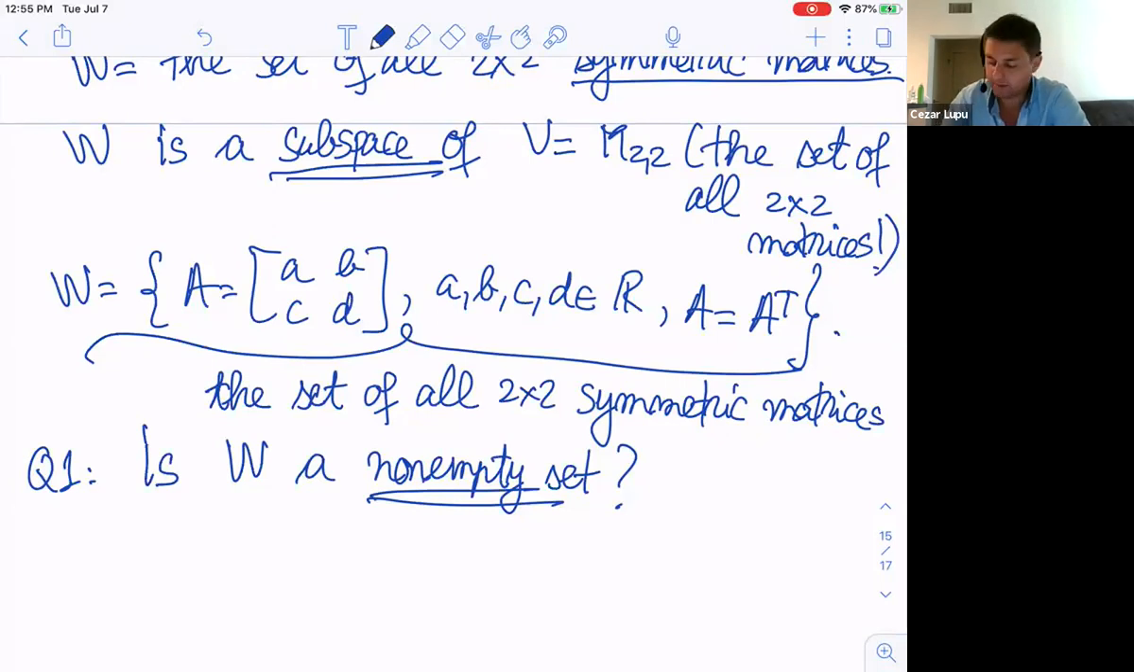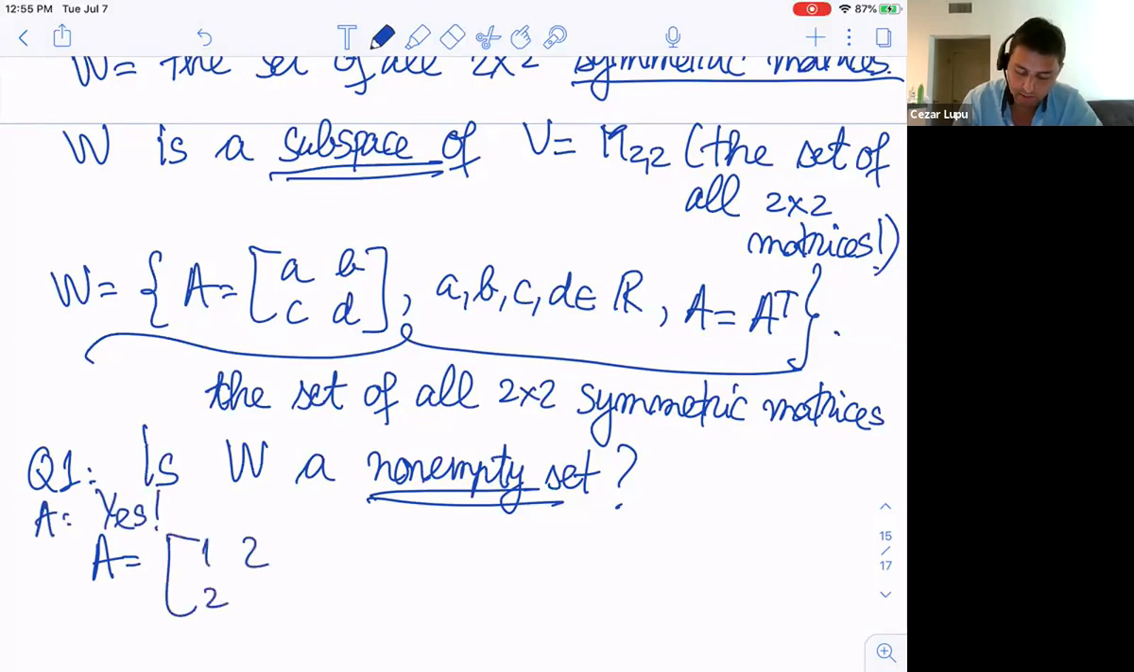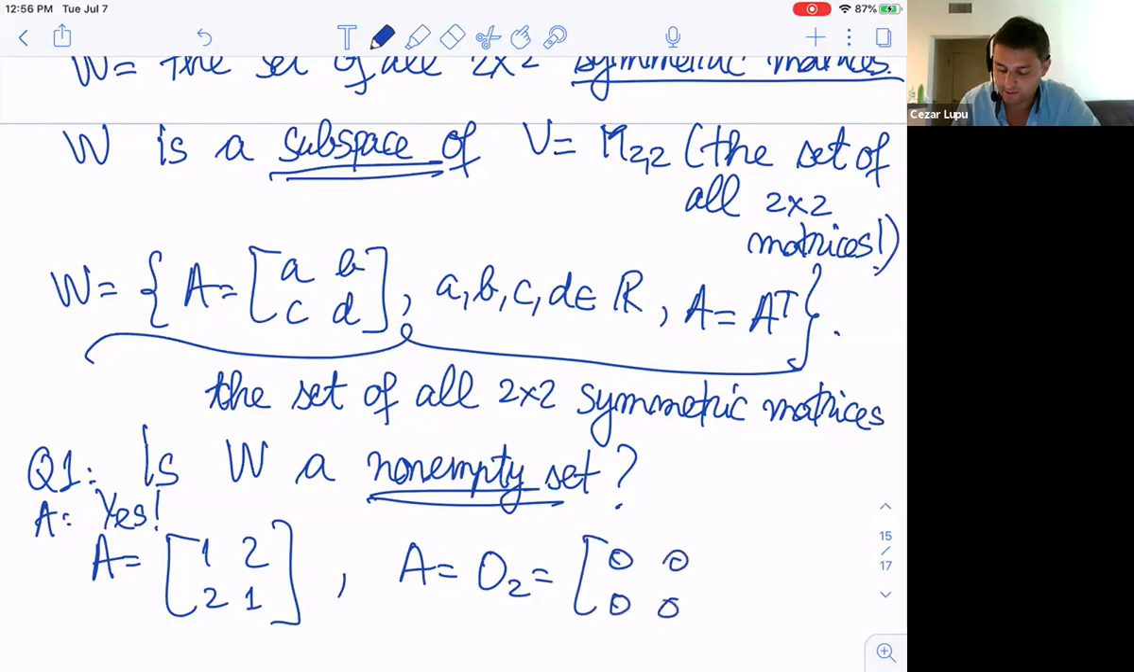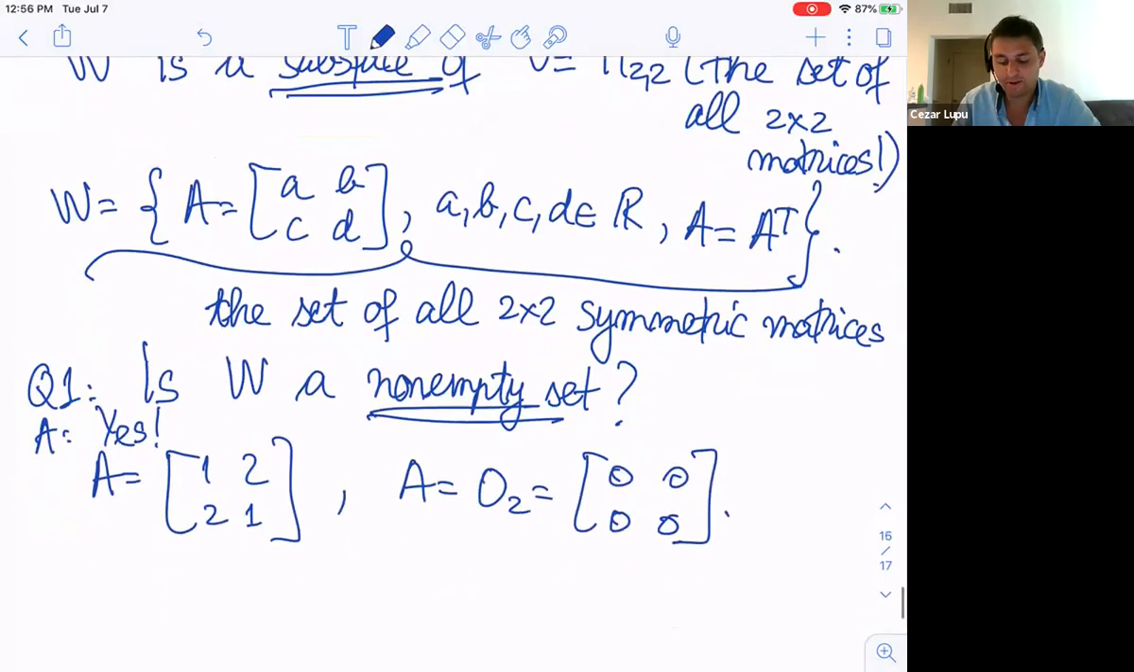Yeah, correct. So yes, the answer is yes. You can take A to be 1, 2, 2, 1. Or you can take A to be the zero matrix, O2, which is 0, 0, 0, 0. So there exist elements in this set. So the set is non-empty.